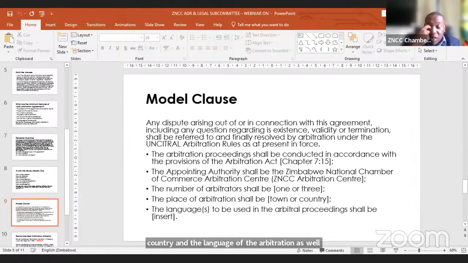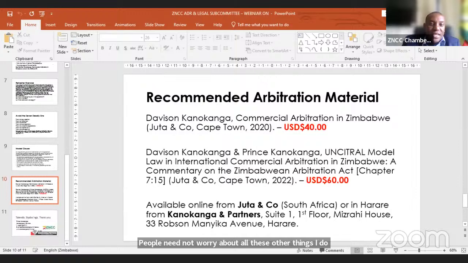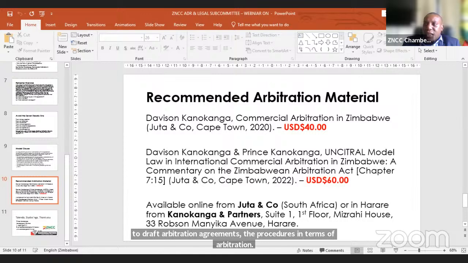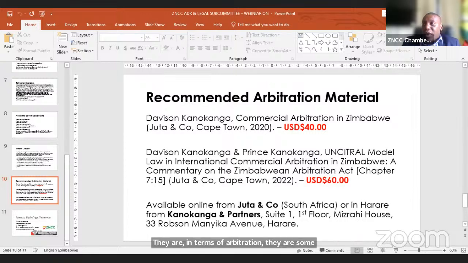People need not worry about all these other things. I do believe that this can also be circulated to members so that they can take note of some of the things. If you want to know more concerning arbitration, how to draft arbitration agreements, and the procedures in terms of arbitration, there are some recommended textbooks by our universities in Zimbabwe which offer law, and other universities as well, whereby they teach business. They have recommended that students get this literature. So you've got the book by Davison Kanokanga, Commercial Arbitration in Zimbabwe, by Juta and Co., which is going for $40.